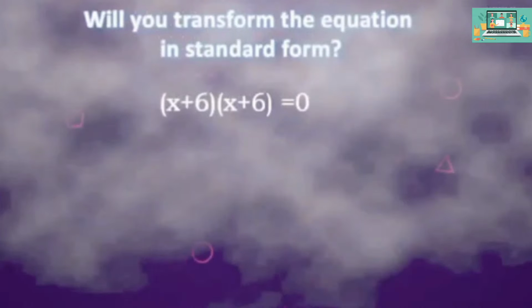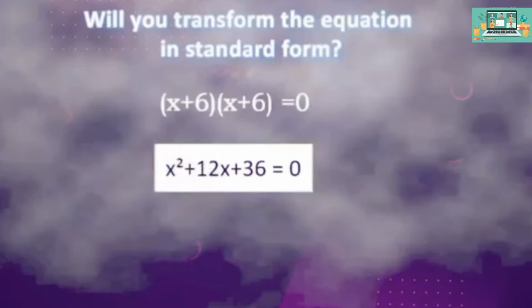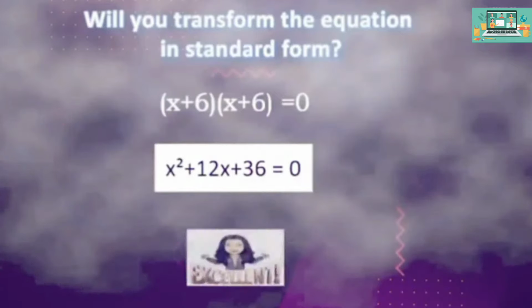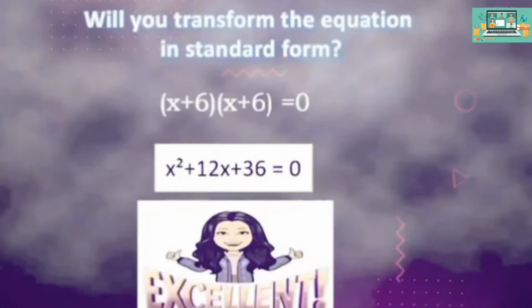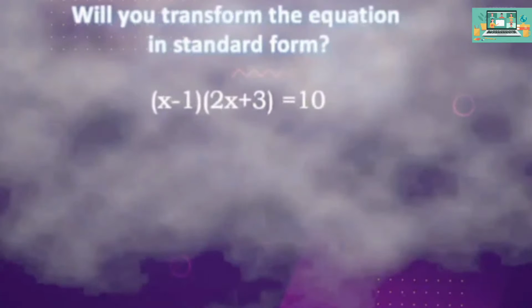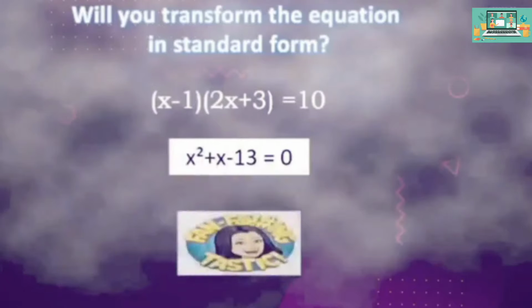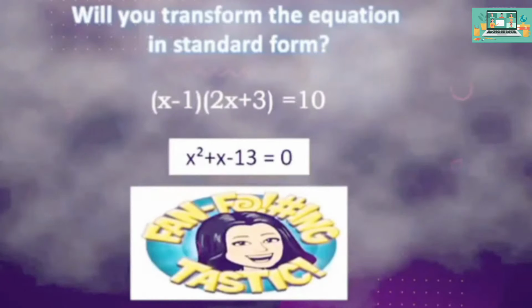Next, will you transform the equation x plus 6 times the quantity of x plus 6 equals 0? X squared plus 12x plus 36 is equal to 0 is correct. Excellent! How about x minus 1 times the quantity of 2x plus 3 equals 10? Fantastic! X squared plus x minus 13 equals 0 is correct.